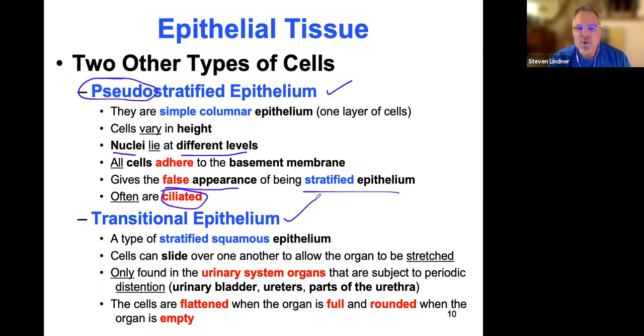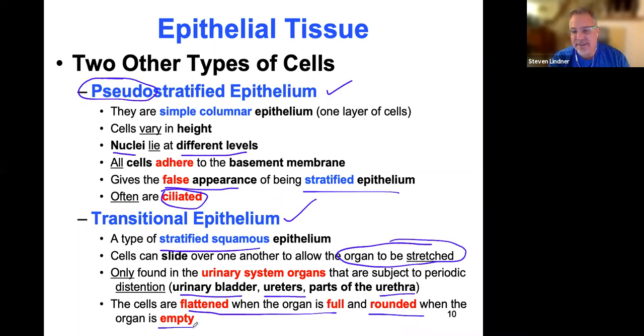Transitional, which is a type of stratified squamous that can alter in its shape and size, especially if that organ is being stretched. So we'll find it in the urinary bladder, the ureters, and even parts of the urethra. Okay, the cells may appear flattened when the organ is full, and it may look round when the organ is empty. So it's altering and changing its shape, so we call it transitional.